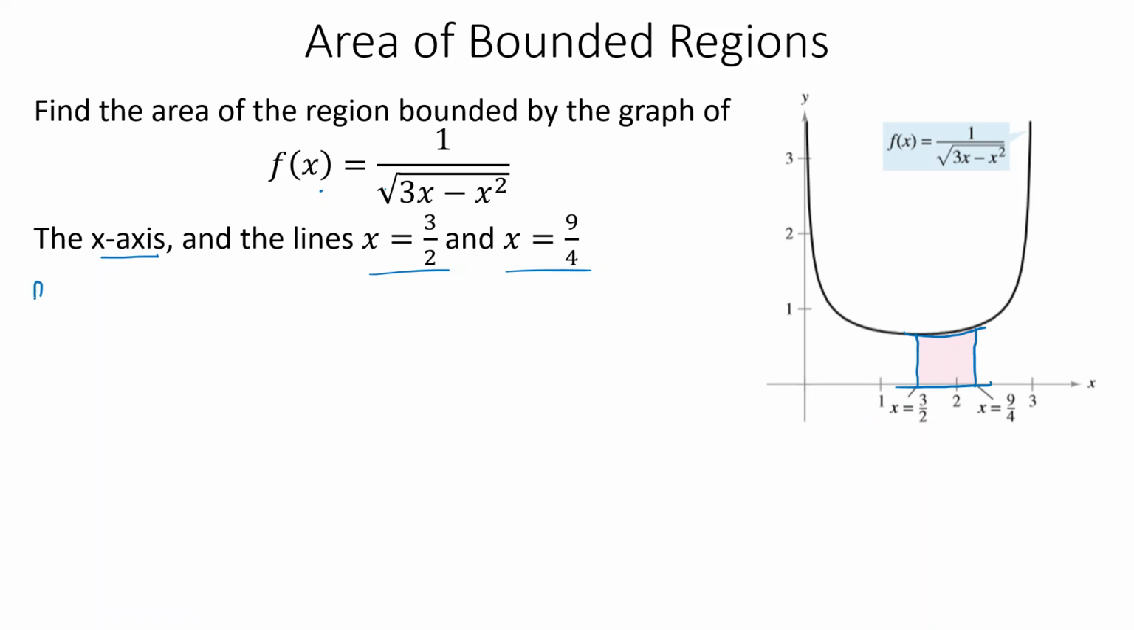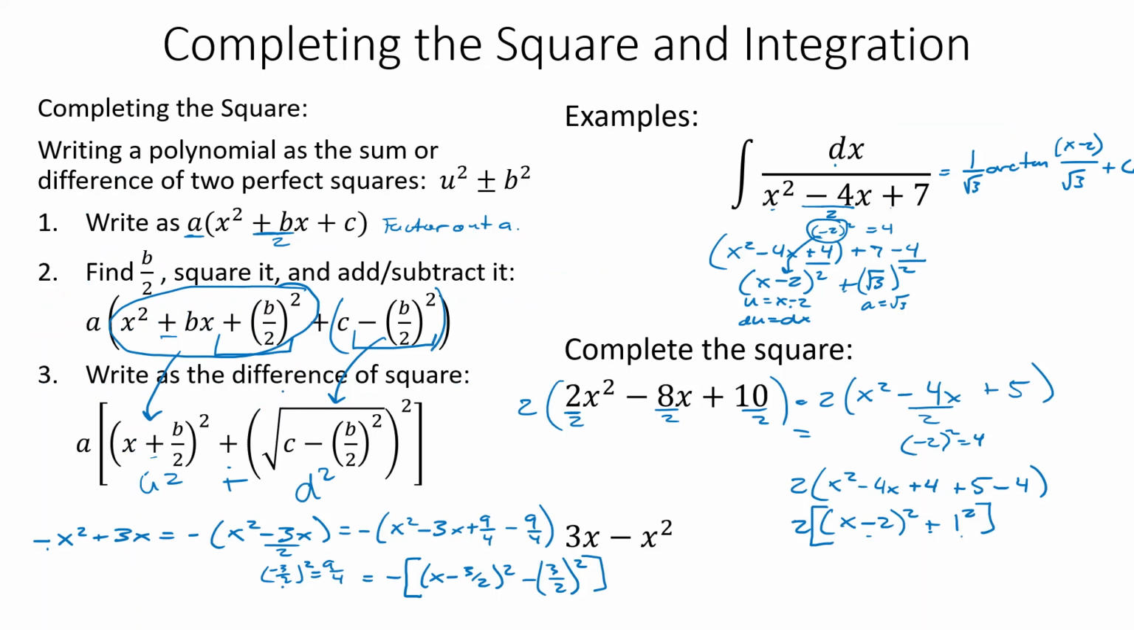So the way we'd write that as an integral, it'd be the integral from 3/2 to 9/4 of just this function, 1 over the square root of 3x minus x squared dx. All right, now this should look familiar. It's exactly this guy here, 3x minus x squared. So it actually equals all that.